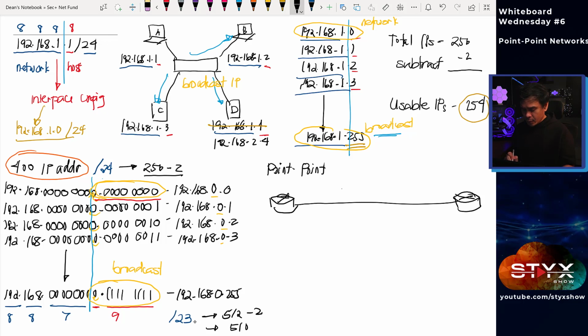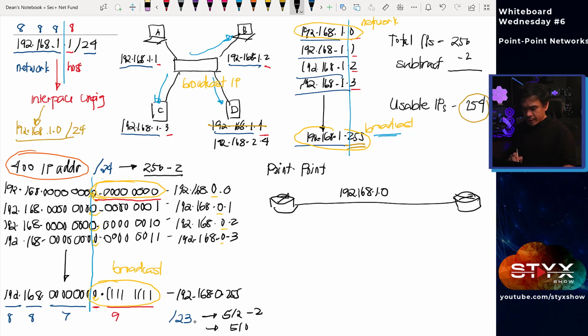So we are required to use the 192.168.1.0 network. But the question is, what prefix shall we use? Let me correct this or make it a little clearer. 192.168.1.0. Again, point-to-point networks, meaning we only need two IP addresses.